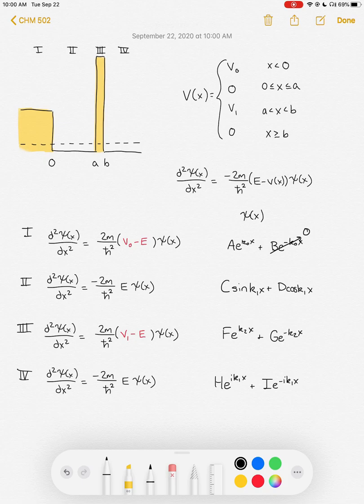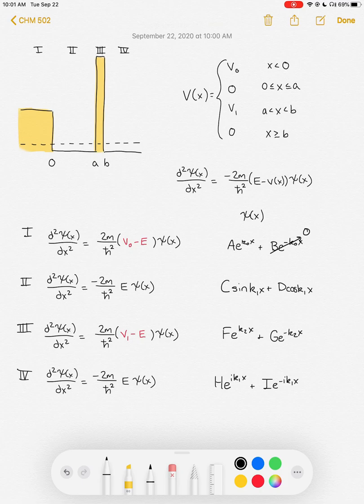In region 2, you'll remember from the particle in an infinitely deep box that we were able to eliminate the cosine term. However, we were able to eliminate the cosine term because of the boundary conditions. And we'll see here as we explore the boundary conditions that they're not the same. So we actually can't eliminate the cosine term here in region 2.